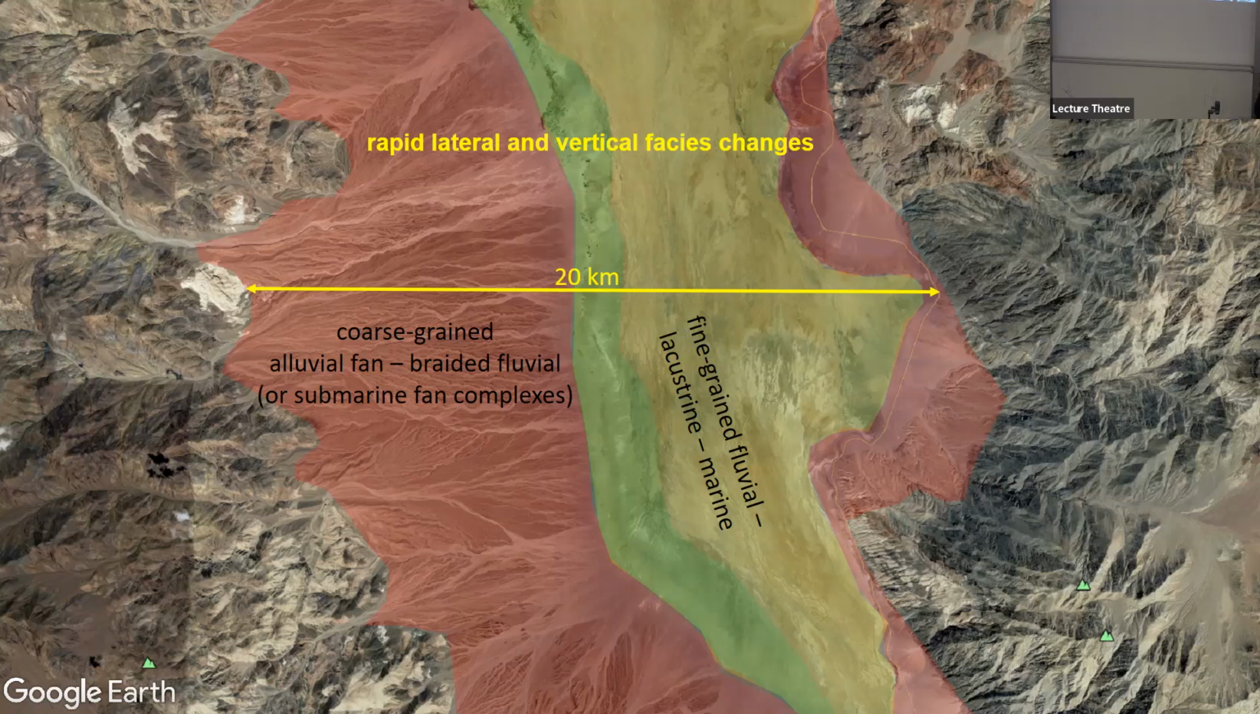And I'll show you some of those as we go along. That is the facies characteristic, and that's the way I approach looking at deformed orogenic belts if we're talking about supracrustal successions. Now, when I say rapid lateral and vertical facies changes, what do I actually mean?